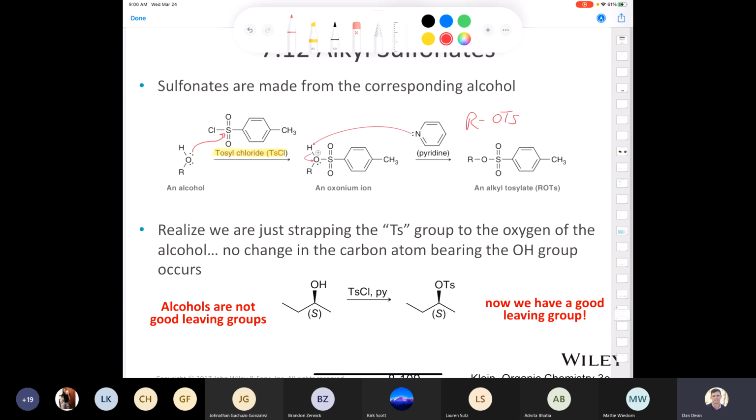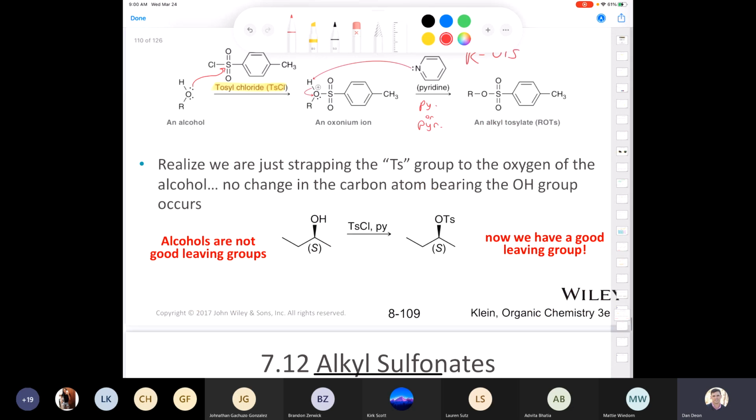So if you want to take an alcohol and convert it into a good leaving group, all you do is treat it with tosyl chloride, which is, again, this guy right here, TsCl, toluene sulfonyl chloride, and pyridine. So you mix the two together. Pyridine, we either use Py or sometimes Pyr. That's what I'm used to. Both of those acronyms are perfectly fine. So you end up with retention of configuration when you take the alcohol and convert it to a tosylate. And now you've got a good leaving group.